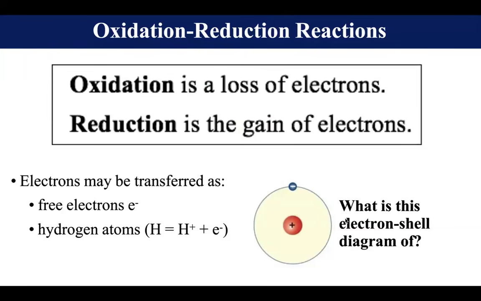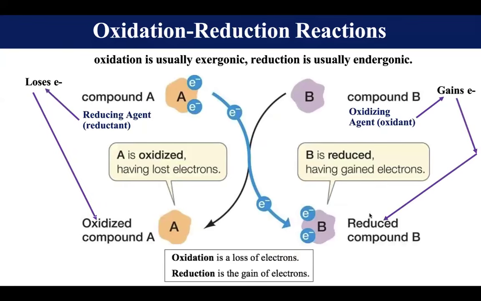But first, we have to talk about what oxidation reduction is. Oxidation is a loss of electrons. You're becoming more positive. Reduction is the gain of electrons. You're becoming more negative. And then here, students get very confused.